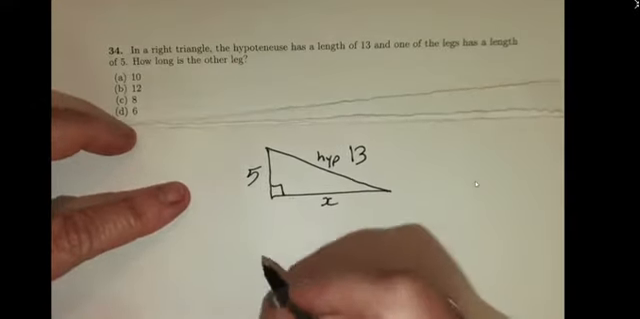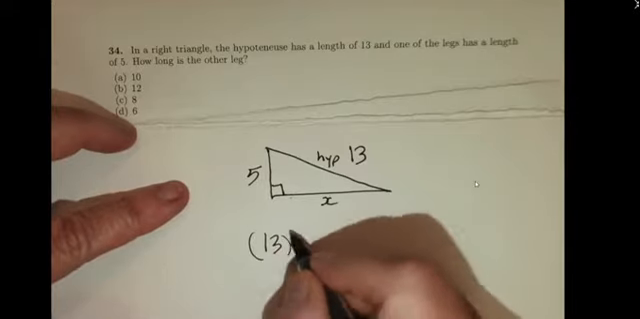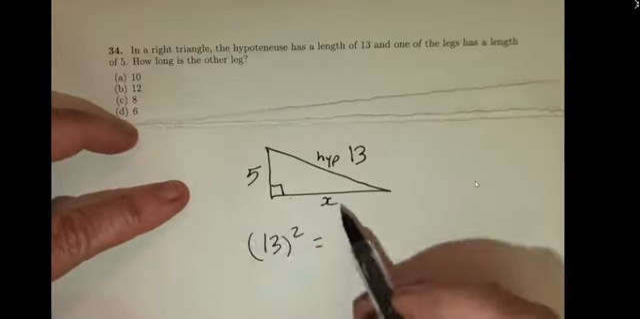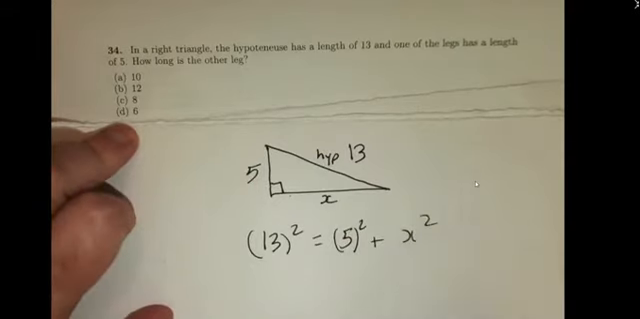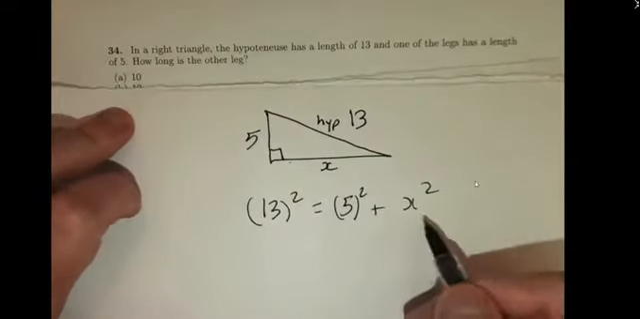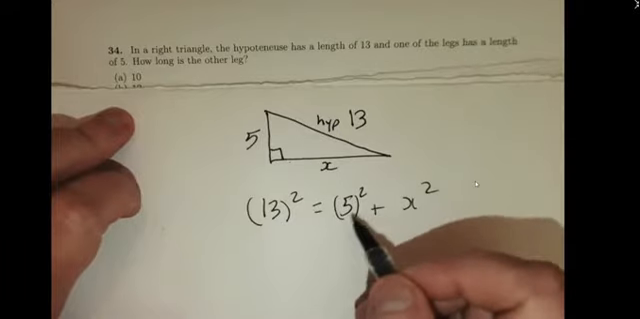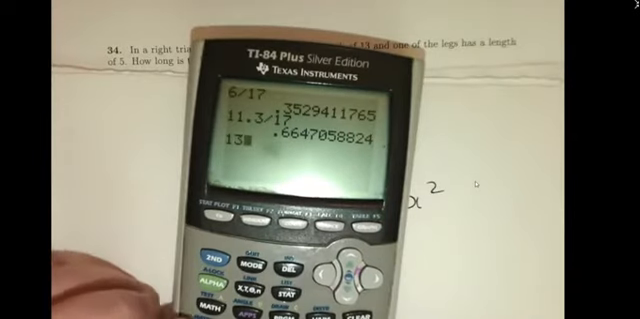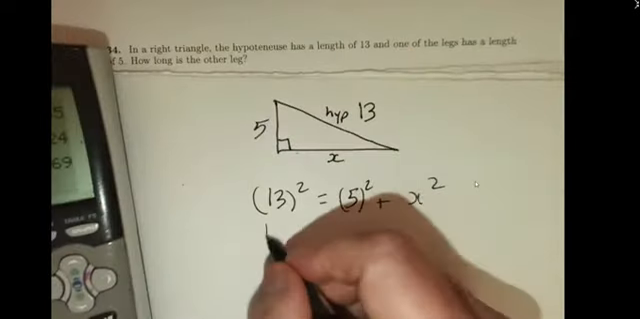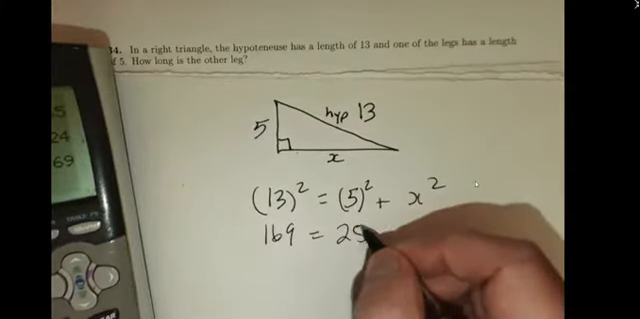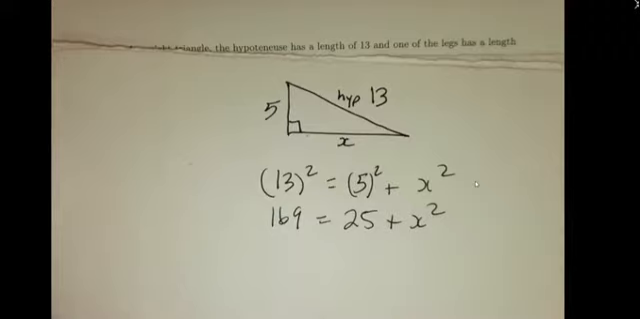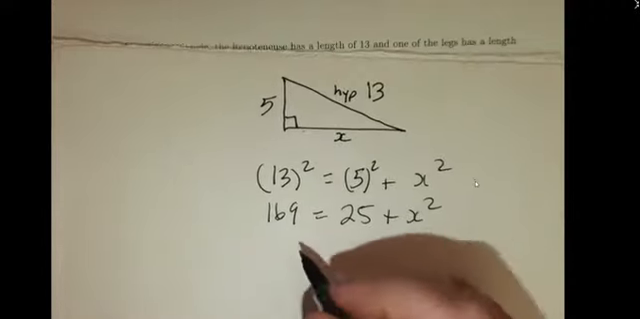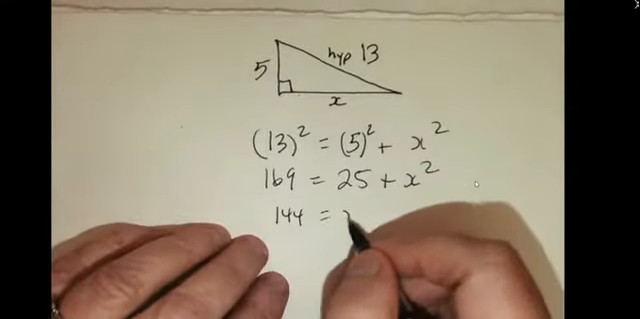So the Pythagorean theorem says that the hypotenuse squared is equal to the sum of squares of the other two legs. So I'll have 13 squared equals 5 squared plus x squared. 13 squared is 169. And so now I need to solve for x. So subtract 25 from both sides. So I get 144 is equal to x squared.